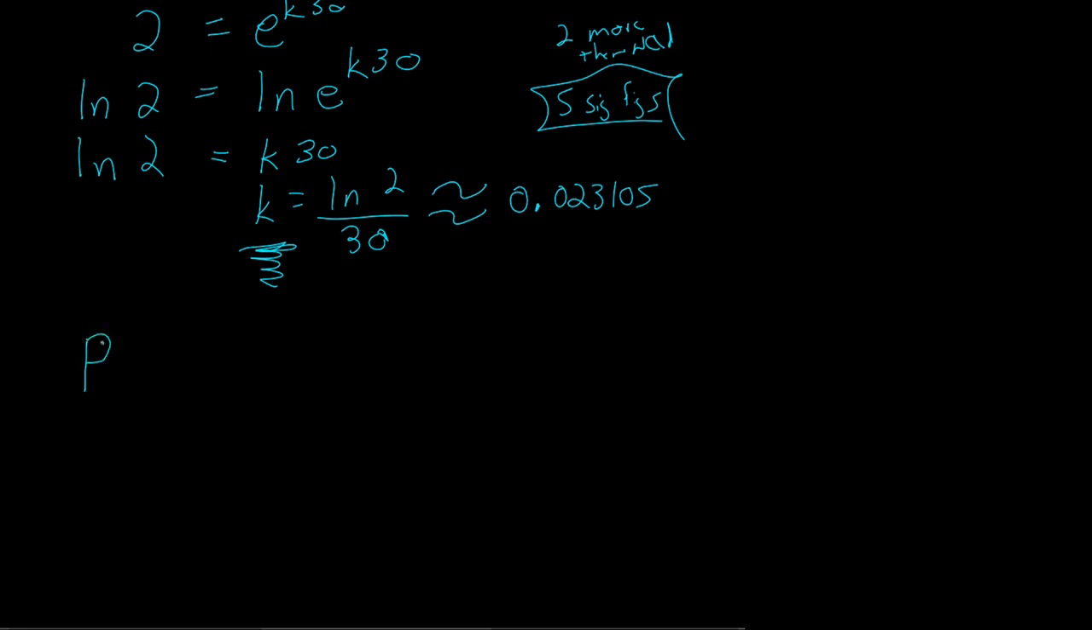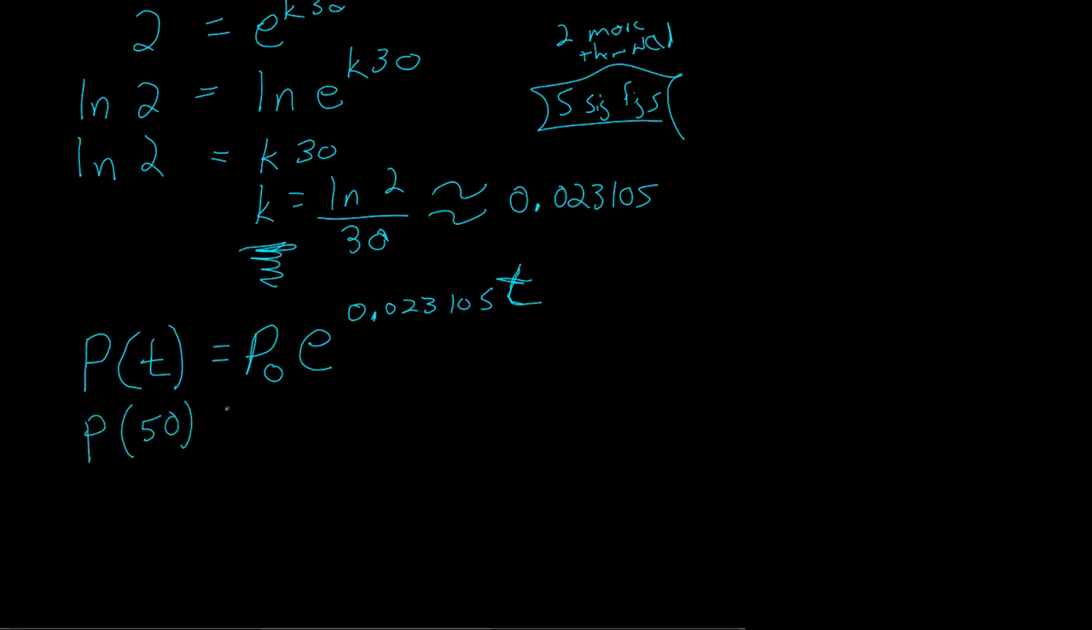And so my population at any time is my initial population times e to the 0.023105 times how much time has passed. I have made an exponential model that works for the growth. And in this case, we said, hey, how much is it going to have in 50 years? So I'm going to drop 50 in there.